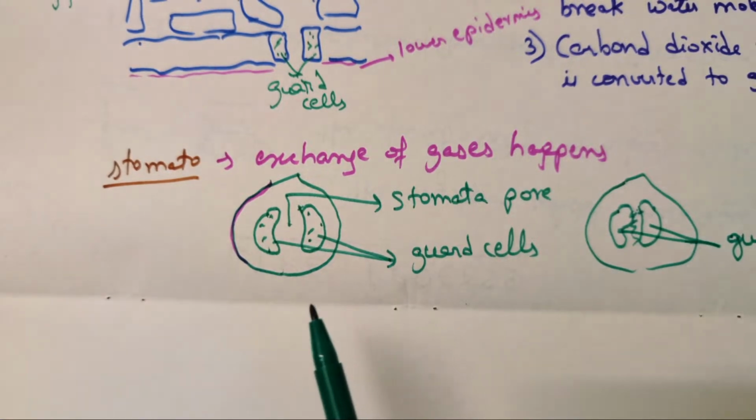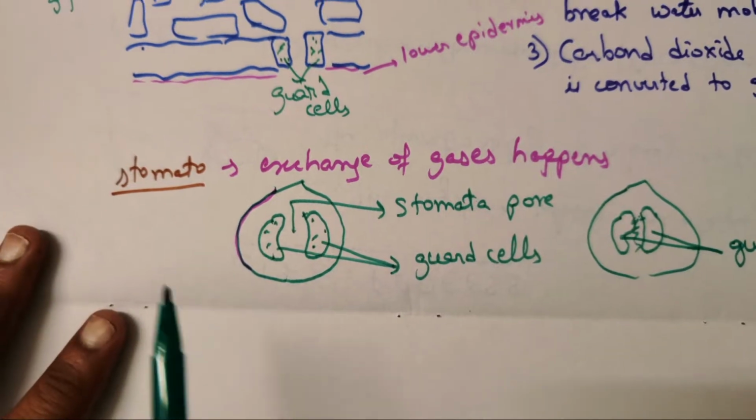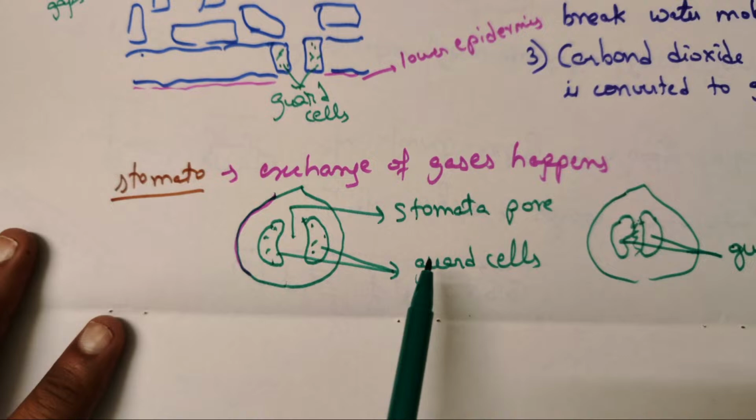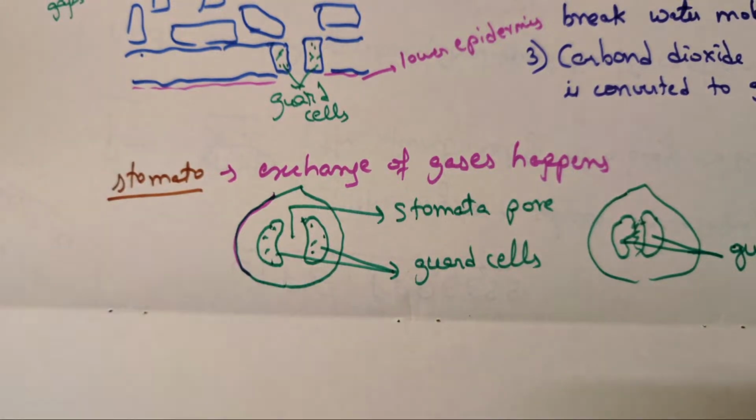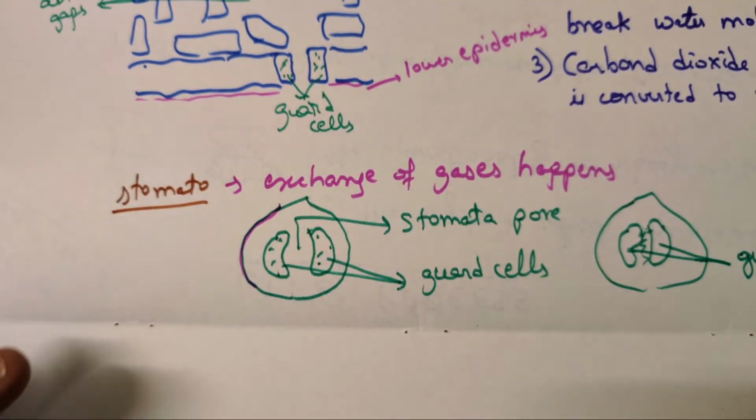At the same time, if it requires water to be consumed, then it will again open, and if nothing is required, it will close. So stomata is mainly important for exchange of gases, and guard cells are mainly important to make the movement of stomata from closing as well as opening. The guard cells are important, whereas stomata, as I mentioned, is the place where the exchange of gases happens.